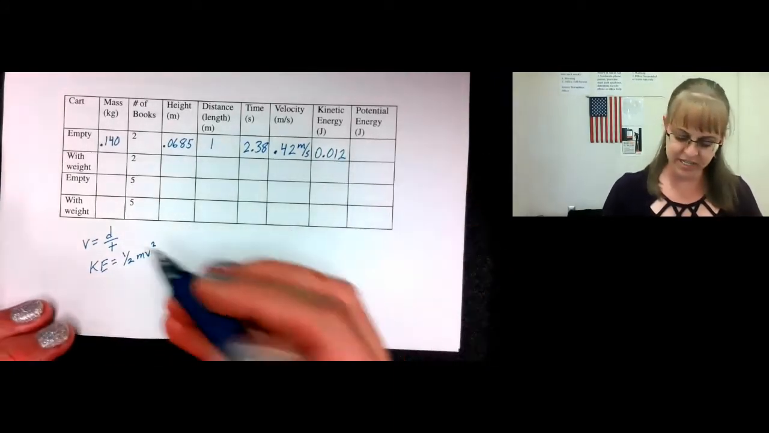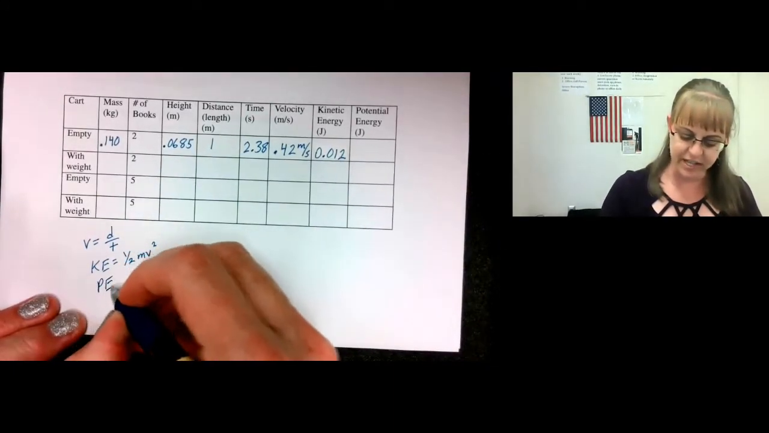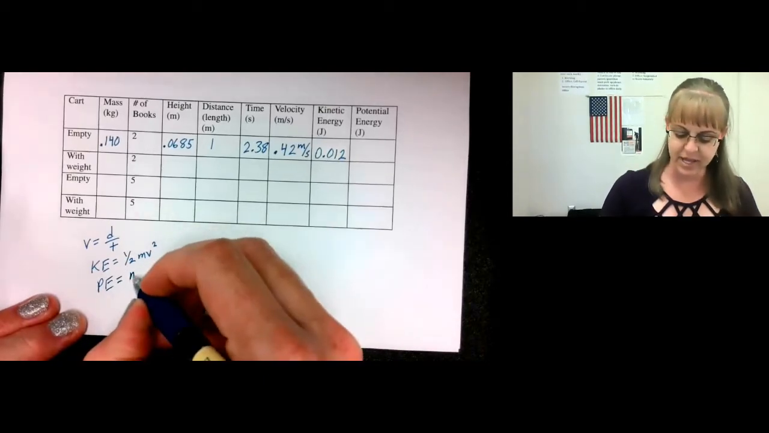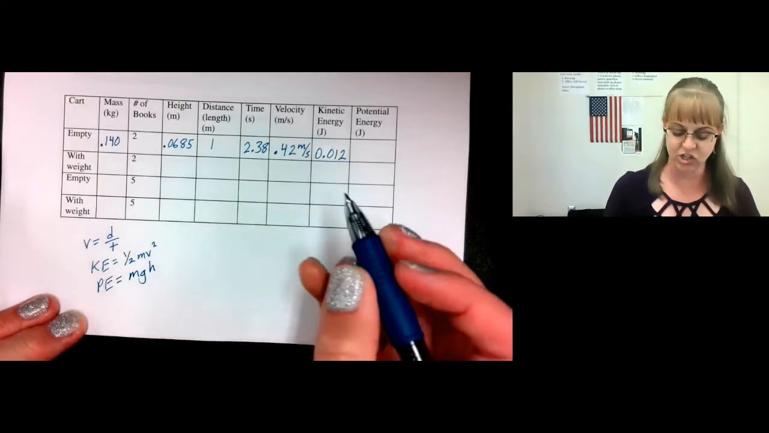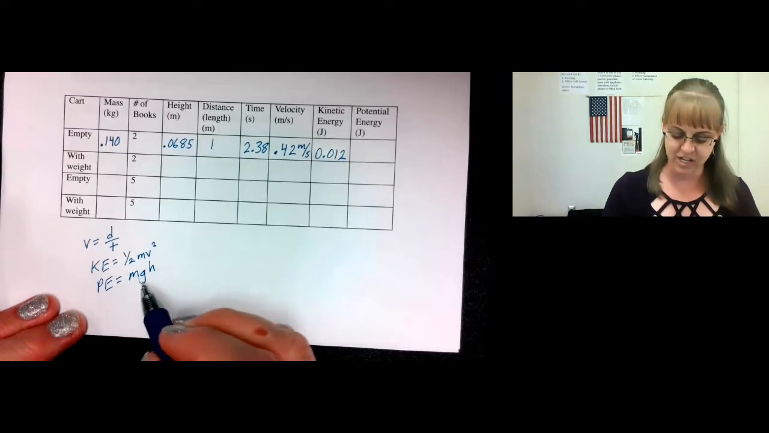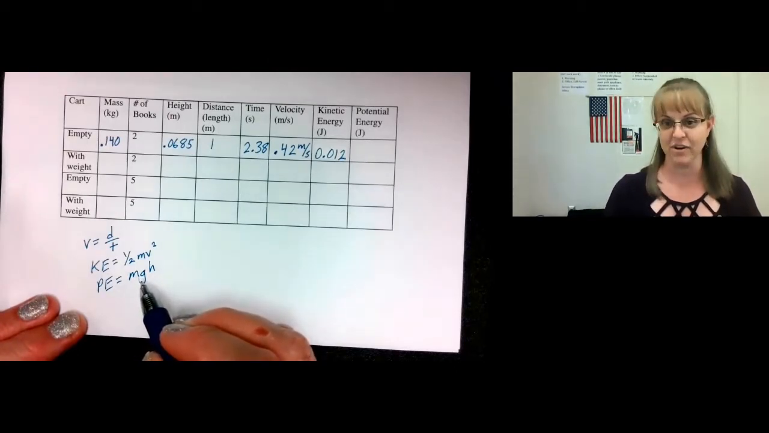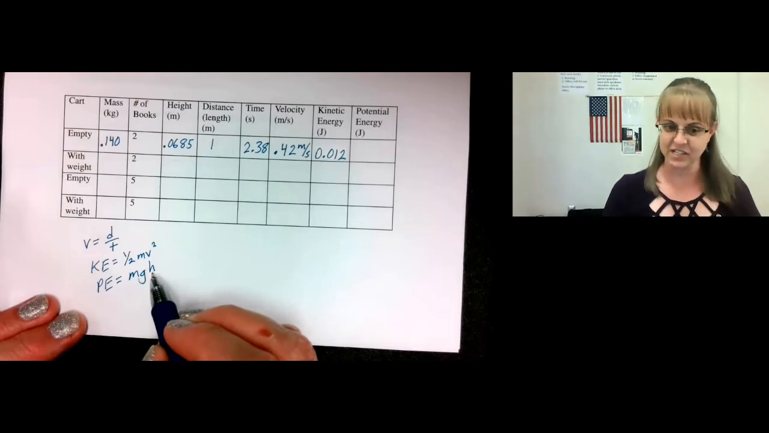Finally, calculate your potential energy. Potential energy is also on your reference table, and it's mgh. M is the mass, g is the acceleration due to gravity, which is listed on your reference table as 9.8 meters per second squared. Then you'll need the height.